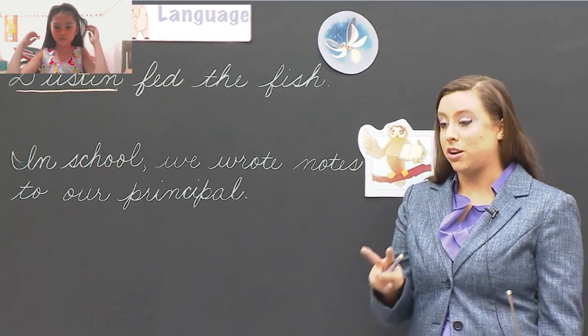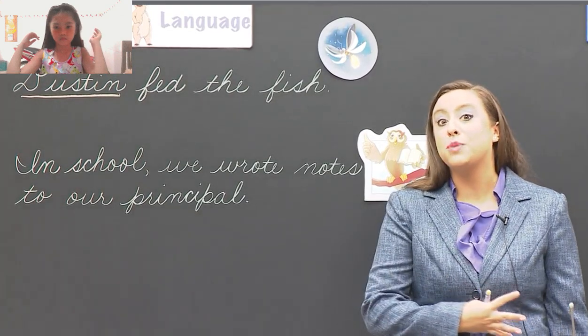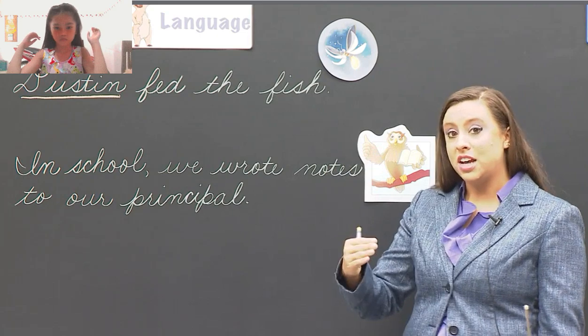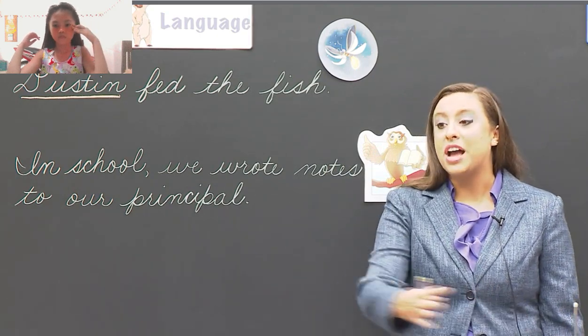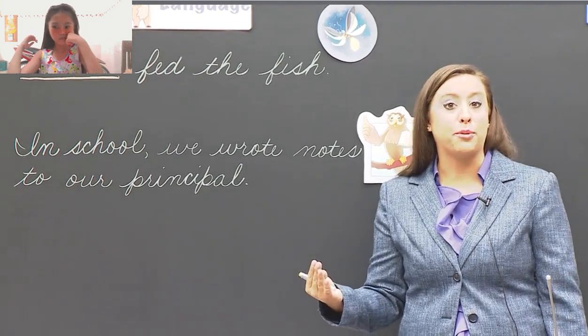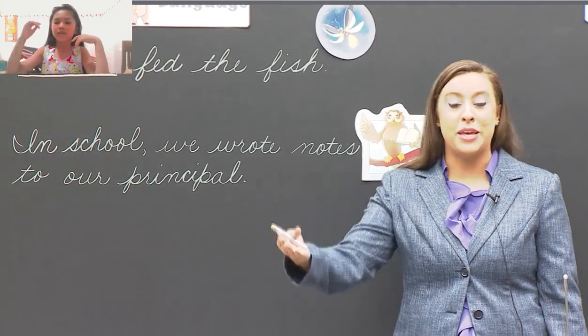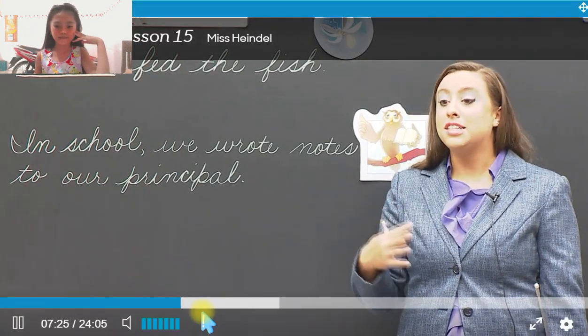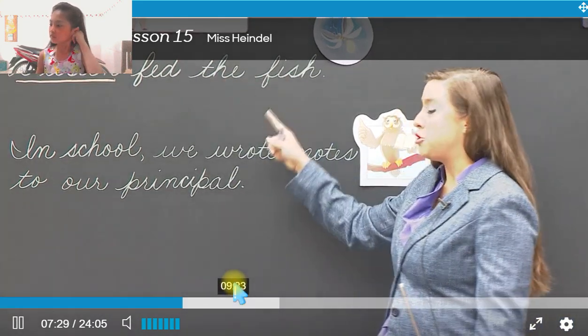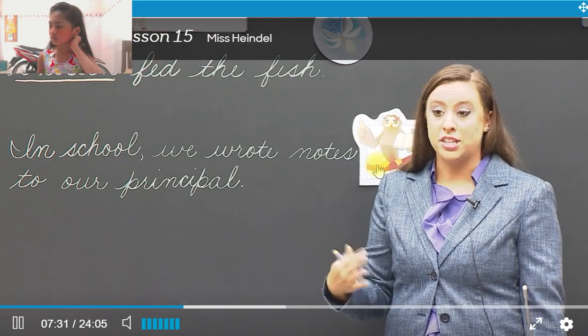But there's a second part to this sentence, and that tells me what the rest of the sentence is about. It's telling me that Dustin did something. So the rest of it is what we call the predicate. Listen and then repeat. Predicate. Class, repeat. Predicate. Good. That tells me what the rest of the sentence is about. Fed the fish. That finishes that thought.